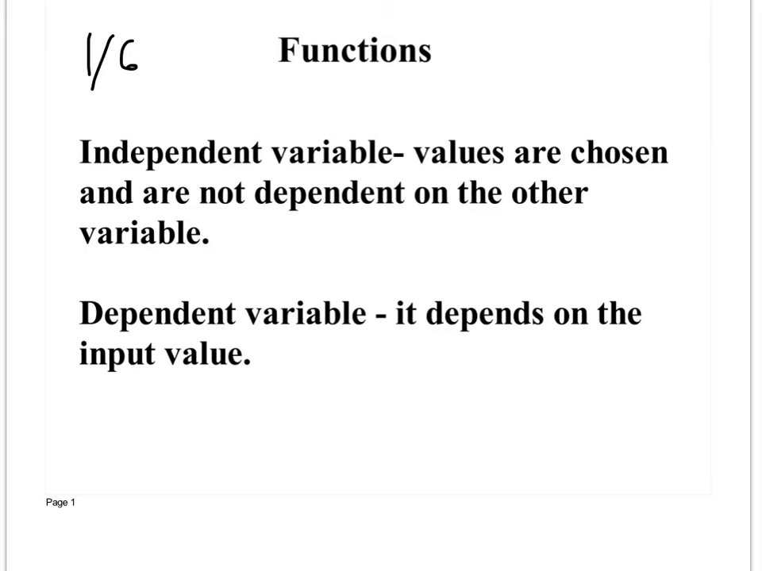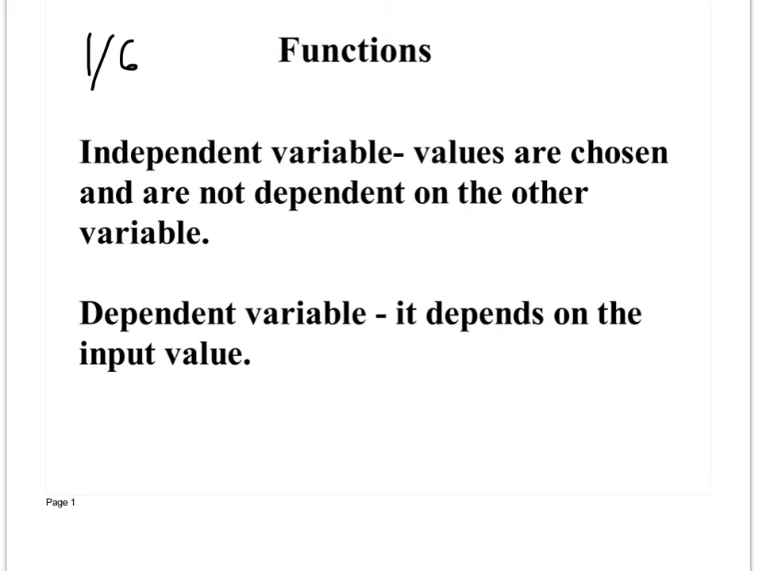What you need to know about an independent variable is that it's values that are chosen and they're not dependent on another variable. I'm independent. I live on my own. I pay my own bills. Right? I'm independent. I don't depend or rely on anybody else. Okay? So independent variables are ones that are chosen that don't depend on anything else. They can be at random. They're numbers you pick that don't depend or rely on anything else.